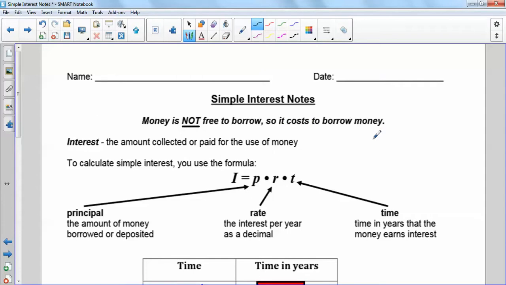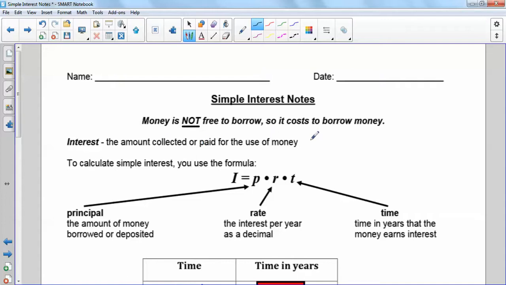Okay, so when you want to buy a house or a car or something that's really expensive and you can't quite afford it right away, you're going to have to take out a loan from a bank. And the way that the banks make money on this is that they loan you, say, $10,000. Well, you're not just going to pay them back $10,000 because they wouldn't make any money off of that, right? They would just loan out money just to get back the same amount. What they do is they charge you interest, which is the amount collected or paid for the use of money.